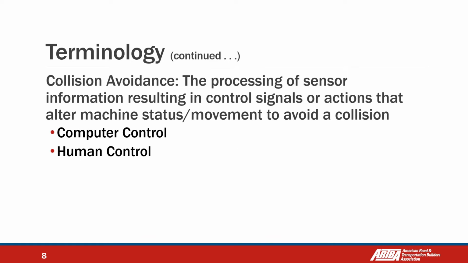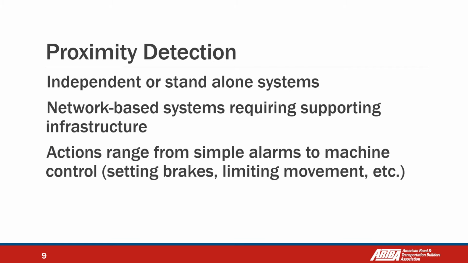So there's collision avoidance: the processing of sensor information resulting in control signals or actions that alter machine status or movement to avoid a collision. Computer control, human control. As I told you, sometimes collision avoidance could be automatic. Proximity detection: independent or standalone system, network-based system requiring supporting infrastructure. Actions range from simple alarms to machine control, setting brakes, limiting movement.